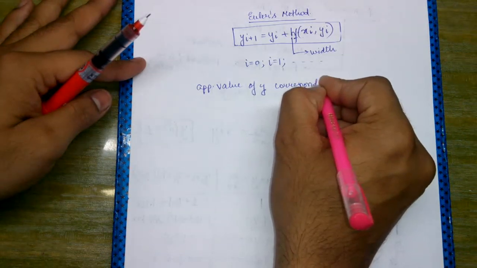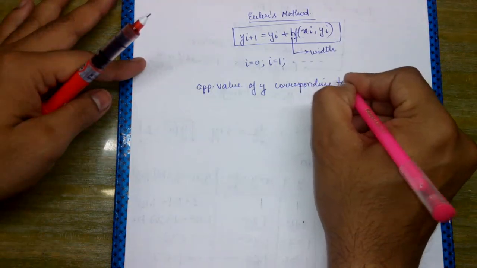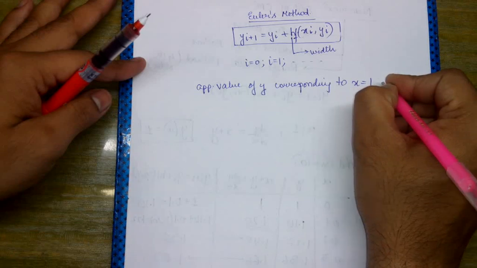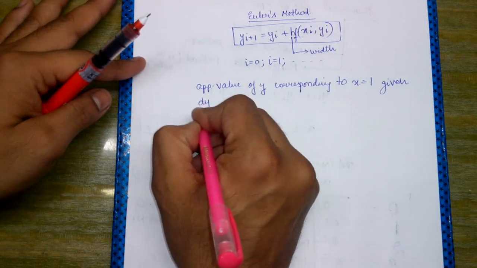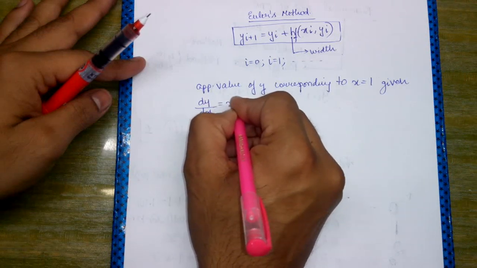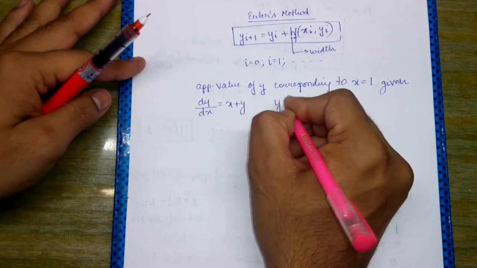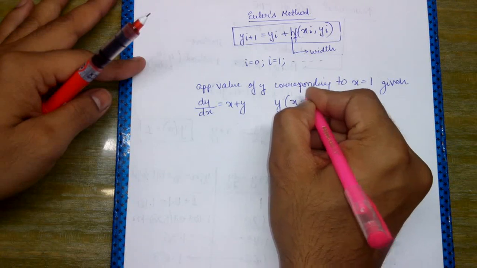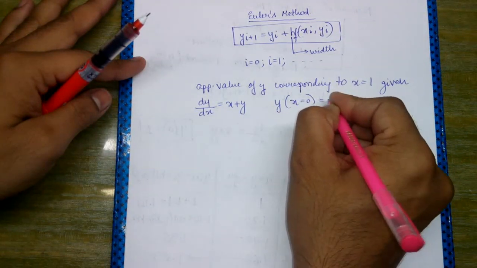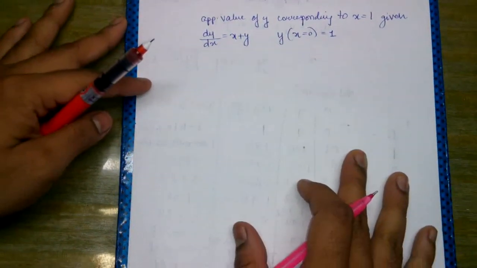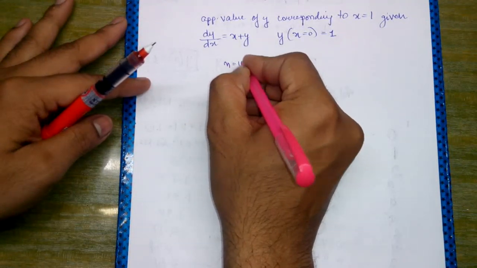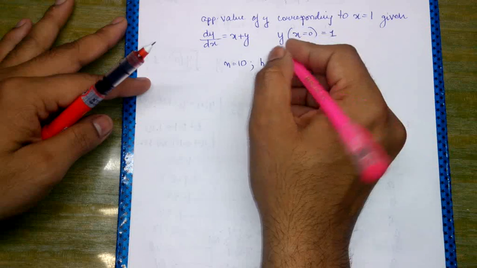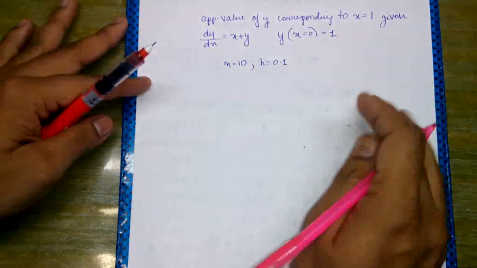corresponding to x equals 1, and we have been given dy by dx is equal to x plus y, and y at x equals 0 is equal to 1. Now for this question, we are taking the number of steps as 10 and we are considering the width as 0.1.